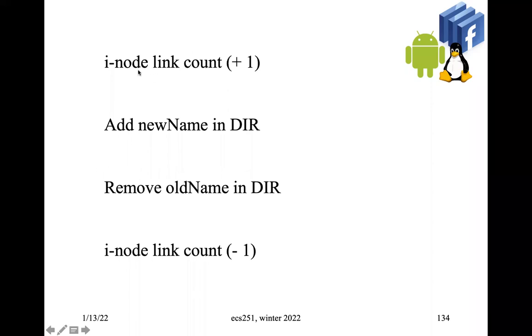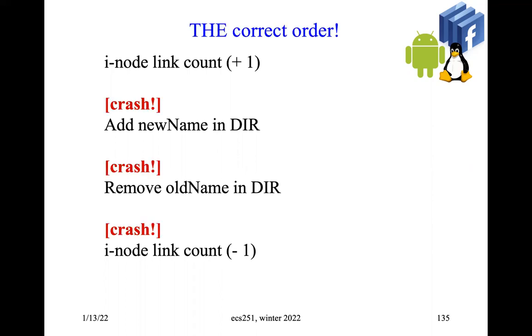So the correct order is modify the inode, add the new name, remove the old name, and then you remove the link count. And if you look at this case, you try to crash in each of the cases, you realize your file system is still consistent. That's the three rules of soft updates, okay? Any question?